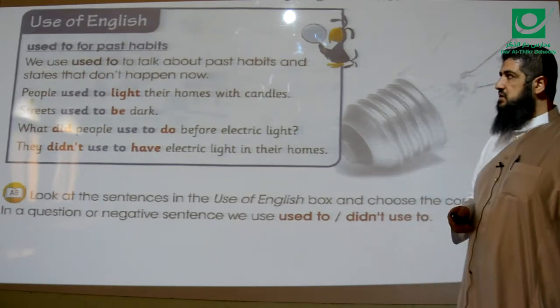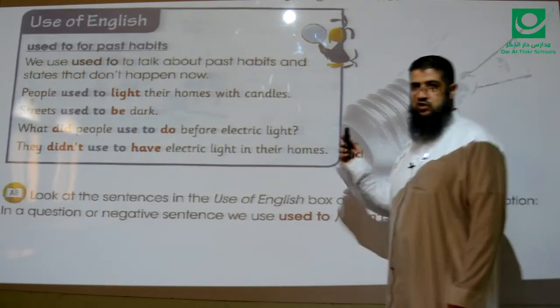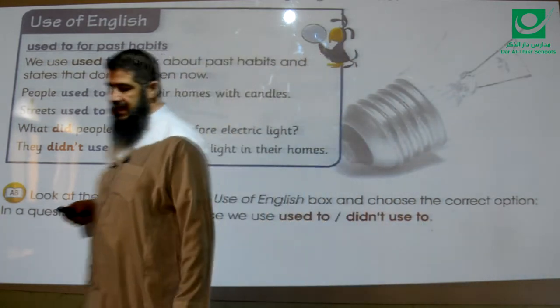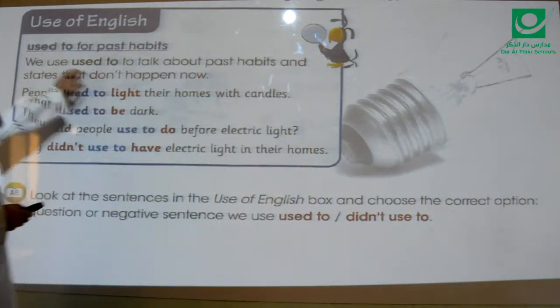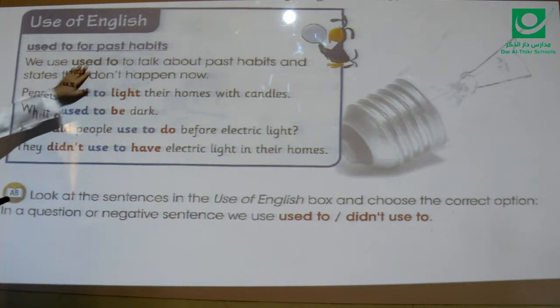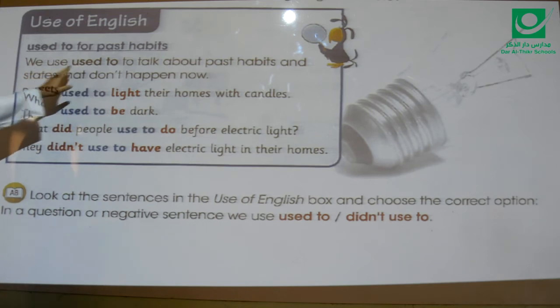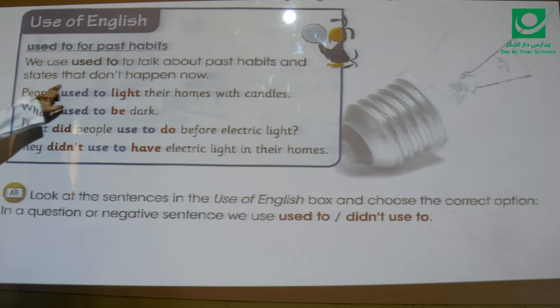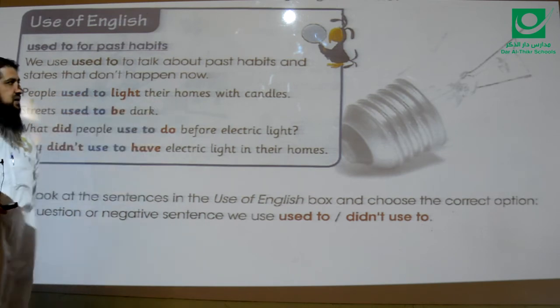Now students, I will move to the use of English. This is the grammatical point: used to for past habits. Please pay attention to these two words, used to, for past habits. We use used to to talk about past habits and states that don't happen now.